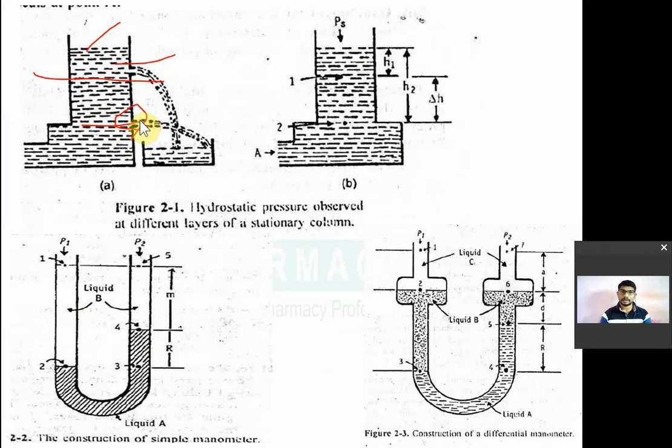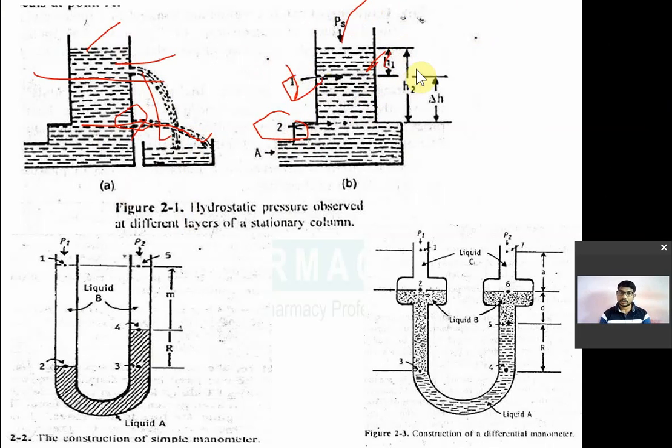So relatively, liquid coming out from this point will have a higher pressure as compared to the other. Suppose that this is point 1 and this is point 2. Whatever pressure is exerted by the atmosphere on the liquid, suppose that this is the pressure Ps. Now the pressure of liquid at this point will be different because they have different heights.